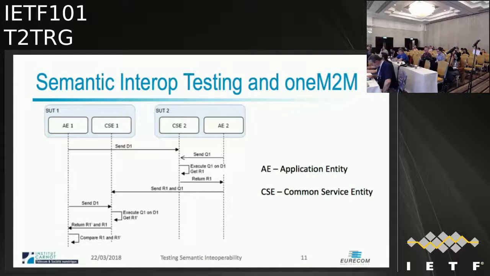Okay. So in this slide, you see that we have basically identified the application entity as well as common service entity of the oneM2M architecture. And we show the same set of operations. And we divide them with respect to the application entity and the common service entity. So it's basically the same representation of slide 10 with respect to oneM2M in slide 11. Next.